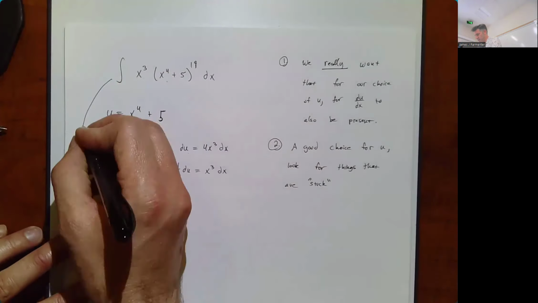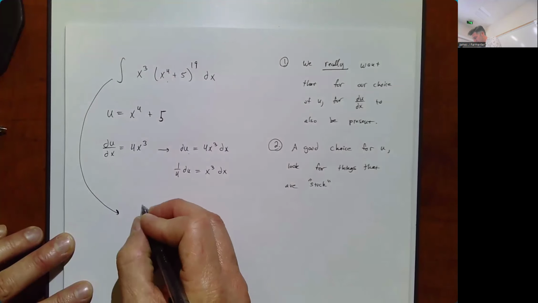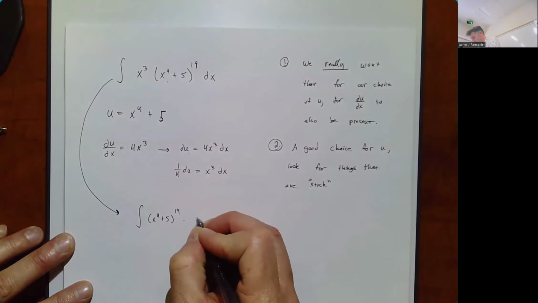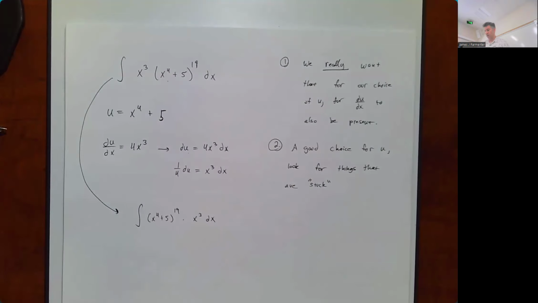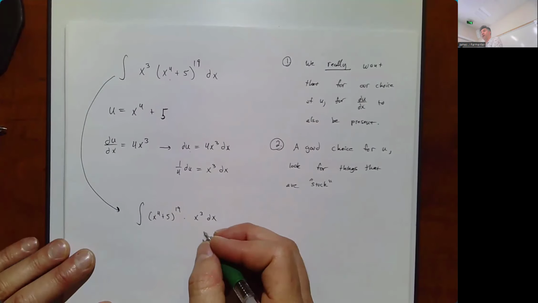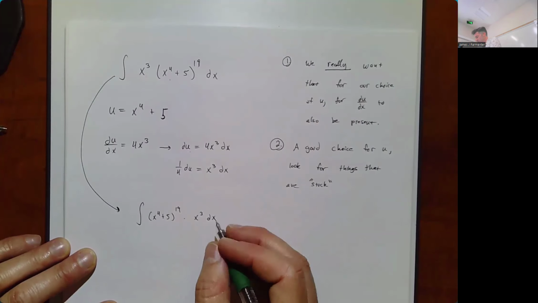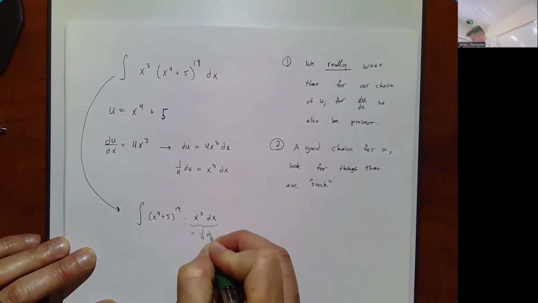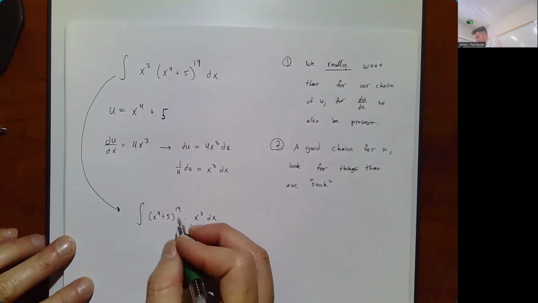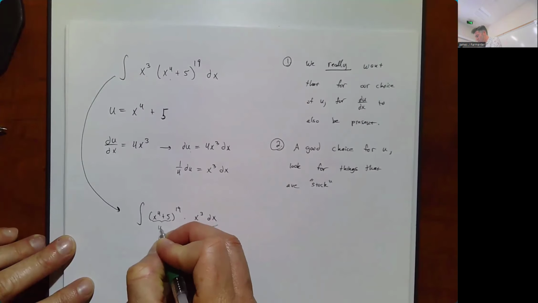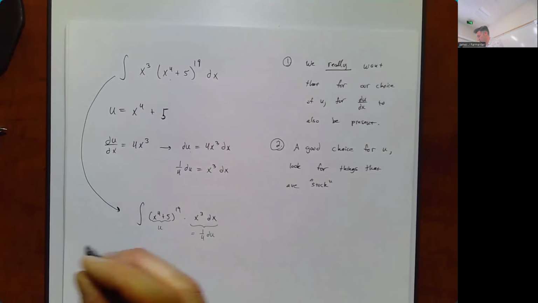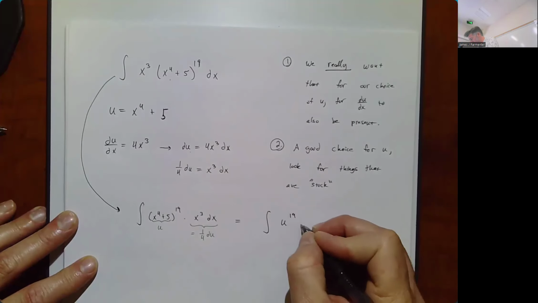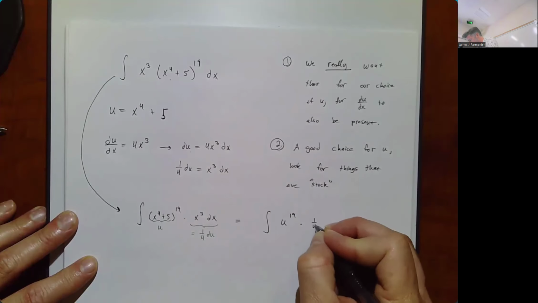So I'm going to rewrite this. Again, I'm going to do it the way I like, which is to write it as x to the 4th plus 5 to the 19th power times x cubed dx. And then we're going to start replacing things. Always the dx transformation first. So this x cubed times dx is going to get replaced by 1/4 times du. And then the rest of this, x to the 4th plus 5, is just u. So my integral is going to become the integral of u to the 19th power times 1/4 times du.